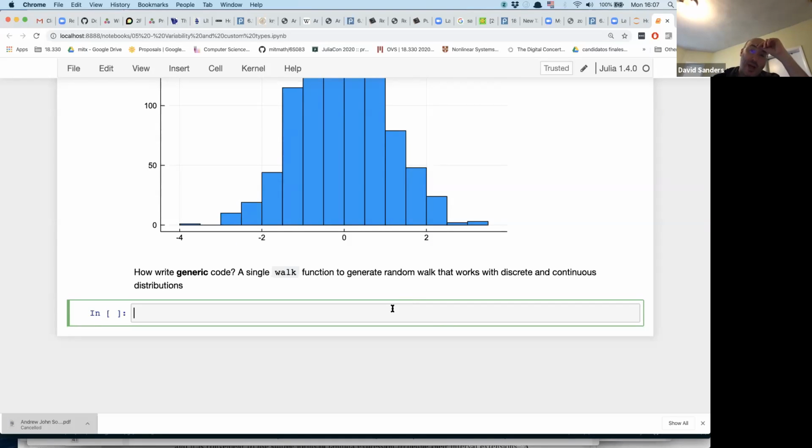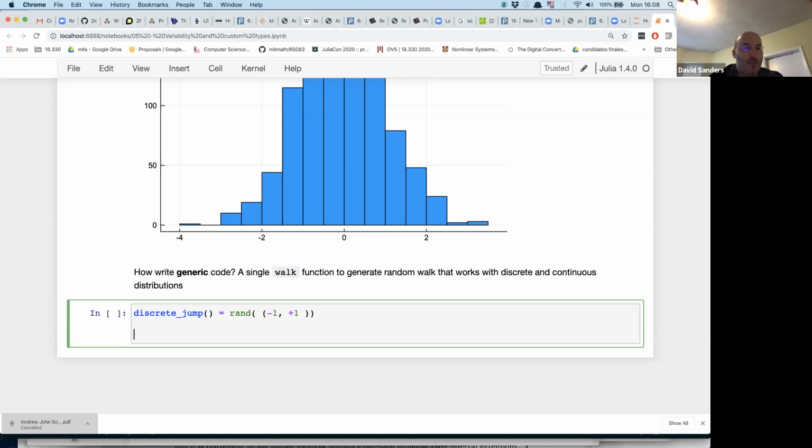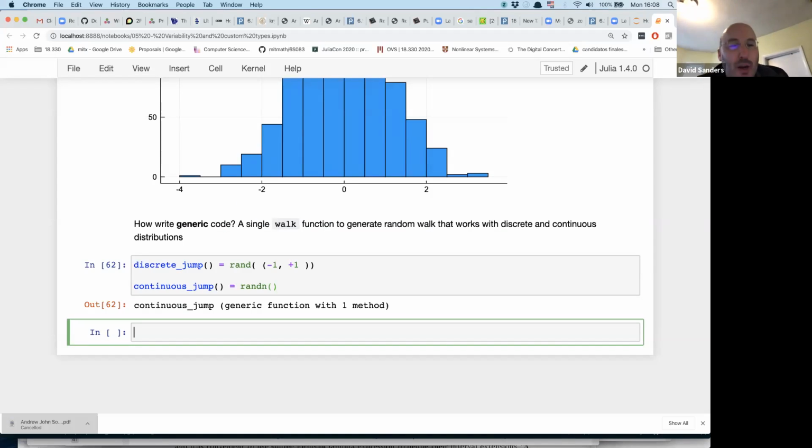So one way to do that is I actually make different functions. I could make a discrete jump function. What does that do? It just takes my standard rand of -1 and +1. Okay. But then I want a continuous jump function. What does that do? It just takes one of these Gaussian random variables, which is centered, has average 0. It jumps left and right automatically.